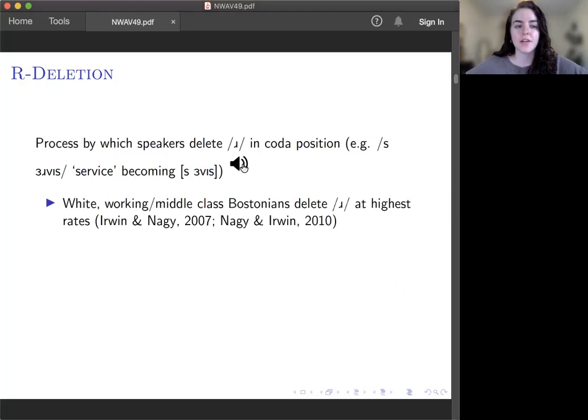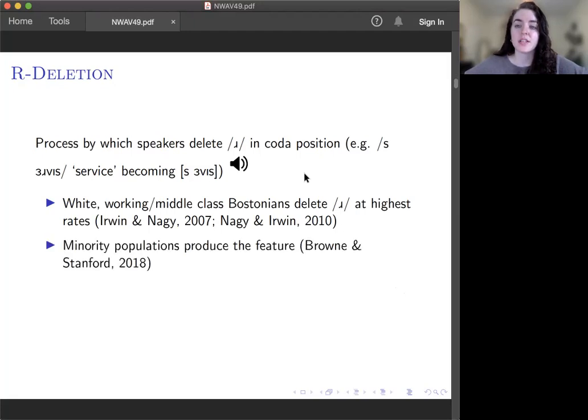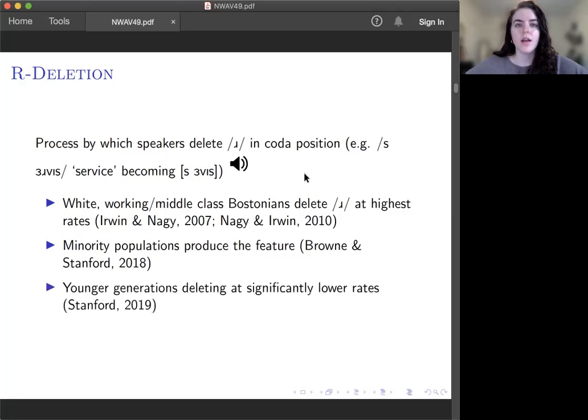This is a highly salient feature of Boston English and has been noted in white working and middle class Bostonian communities. These speakers delete R at the highest rates. It was previously believed that minority populations in Boston did not produce this feature. However, recent research suggests that they do. So Black Bostonians and Latinx American Bostonians have been shown to delete R. Recent research has also shown that younger generations are deleting at significantly lower rates, suggesting a change in progress.